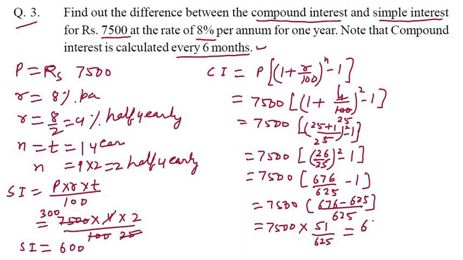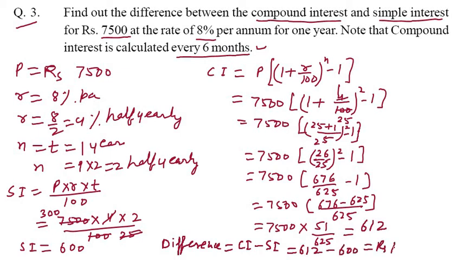It will be 612. So the difference between the compound interest and simple interest: compound interest is 612 and simple interest is 600. So that is rupees 12, and that will be your answer.